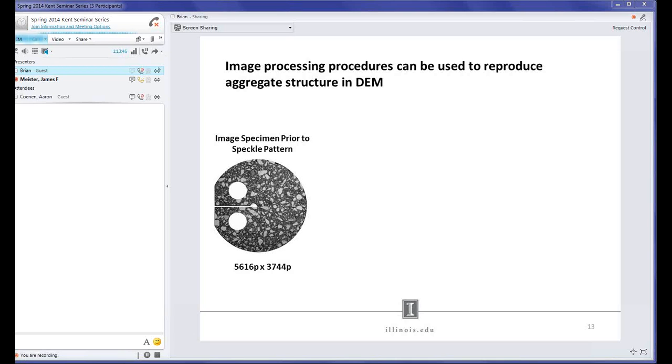We wanted to simply take an image, a pretty high resolution image, 21 megapixels, of a specimen and then be able to use freeware to set up the DEM geometry. In this case, because I was using digital image correlation as well and had to apply a speckle pattern, I originally took an image of the specimen before applying the speckle pattern.